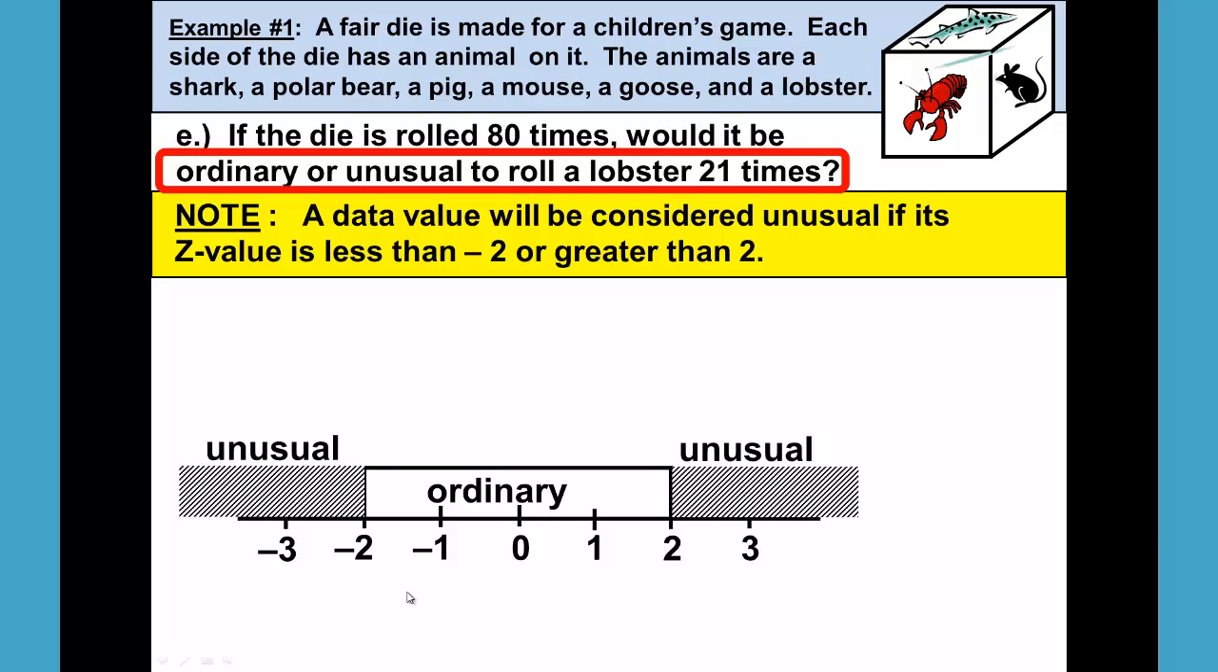Our number line illustrates this much better than any words I could say. We consider anything within 2 standard deviations in either direction ordinary. Anything more than 2 standard deviations above the mean or more than 2 standard deviations below the mean, so more than 2 standard deviations away from the mean, is unusual. Anything greater than 2 or less than -2 would be considered unusual.